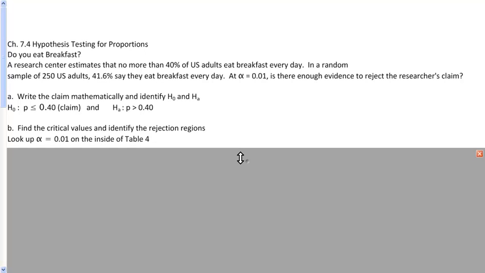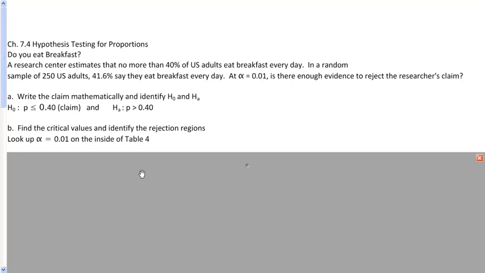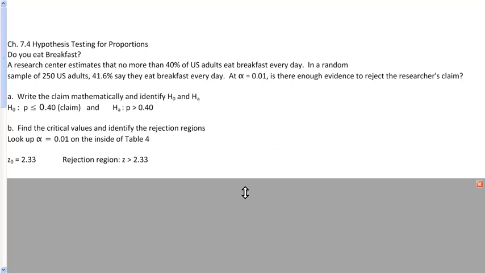So find the critical values and identify the rejection areas. What you want to do is look up alpha equal to 0.01 on the inside of table 4, and if you turn to the back of the book and do that, you'll see that z0 is equal to 2.33, so the rejection region is everything that's greater than 2.33.